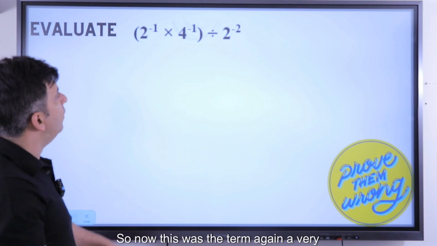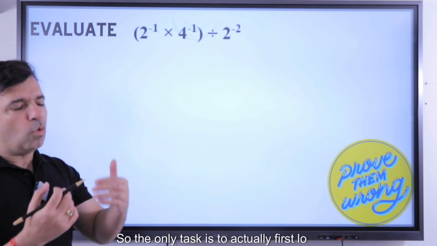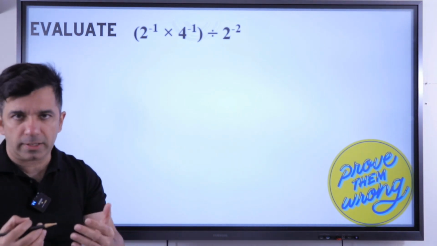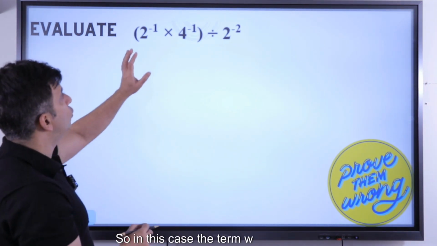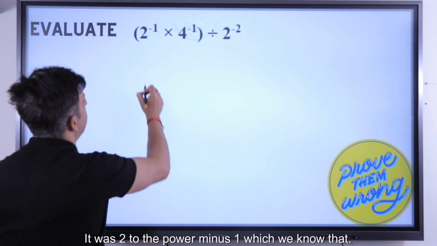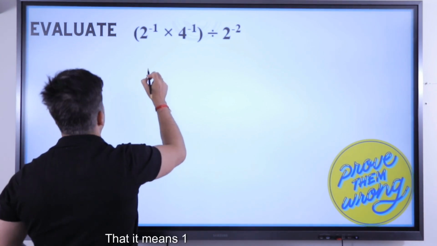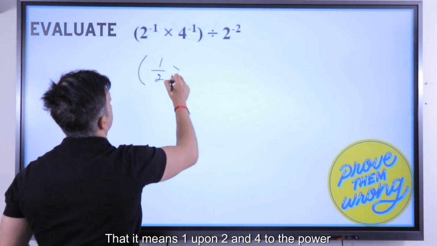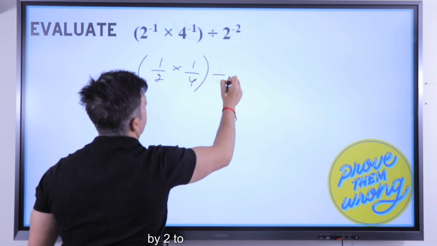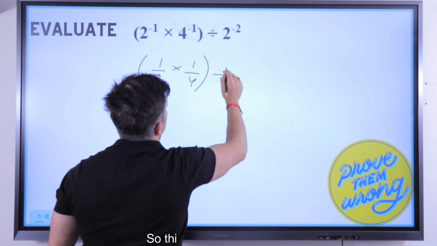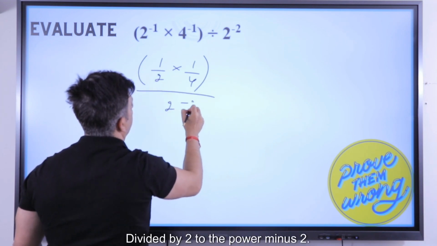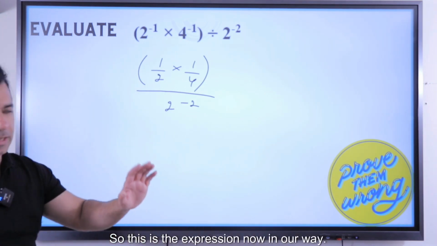So now this was the term, again a very simple one. The only task is to first look at this expression in a simplistic manner. That's it. This is the only task. So in this case, the term inside the bracket was 2 to the power minus 1, which we know means 1 upon 2, and 4 to the power minus 1, which means 1 upon 4. This divided by 2 to the power minus 2. So this is the expression now in a way.